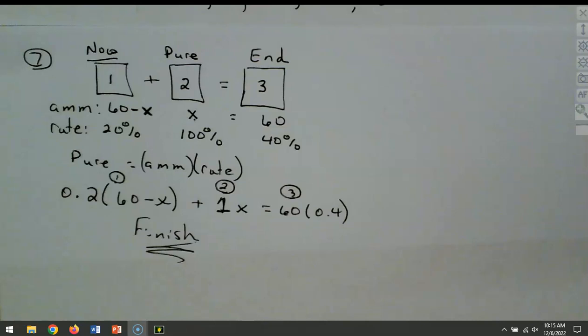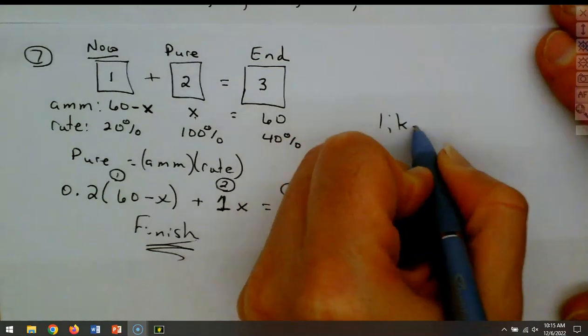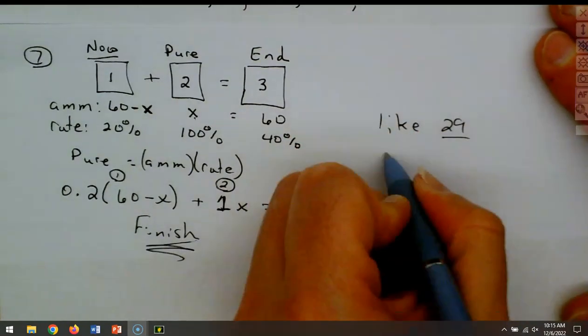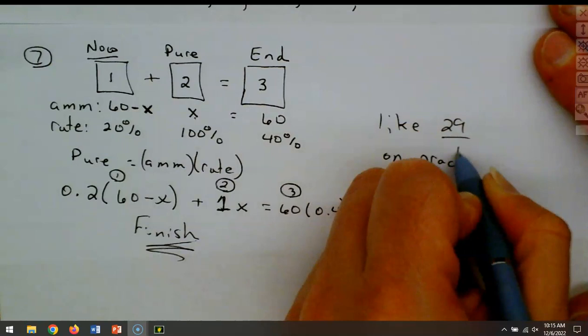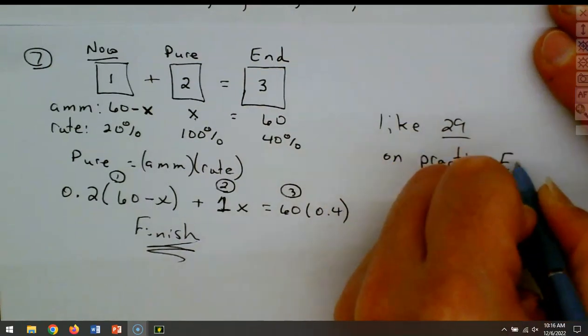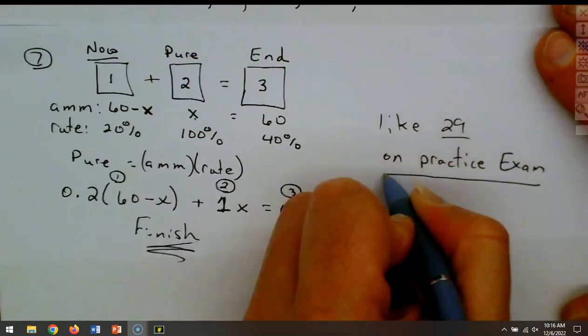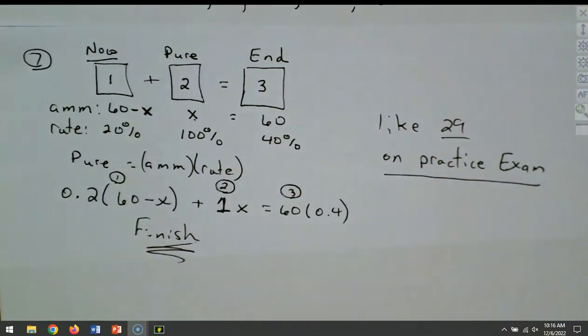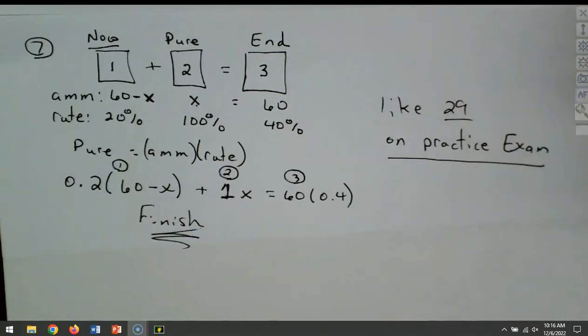And just so you know, that one corresponds with question number, let's see, where is it? It looks like question number 29 on the practice exam, if you need to reference that.